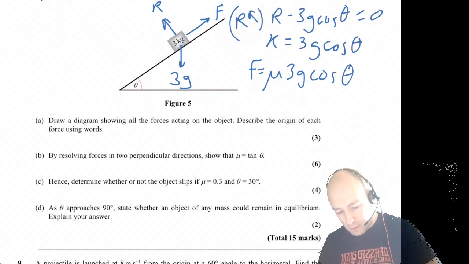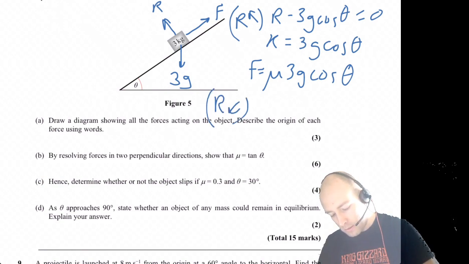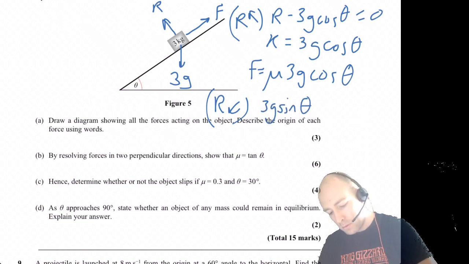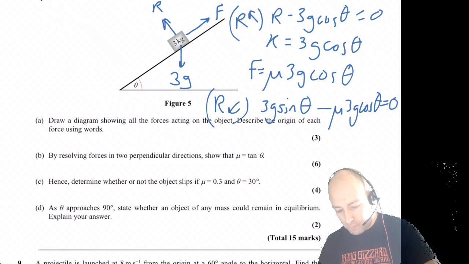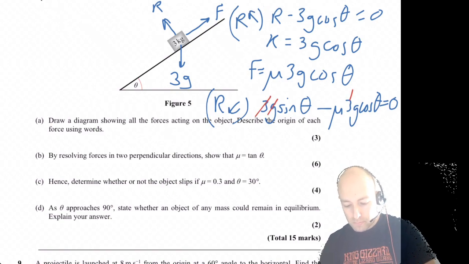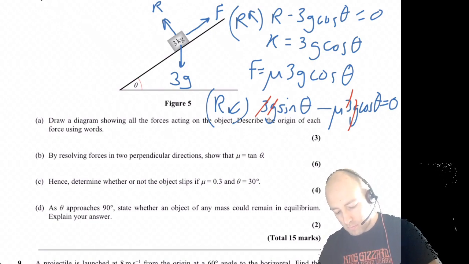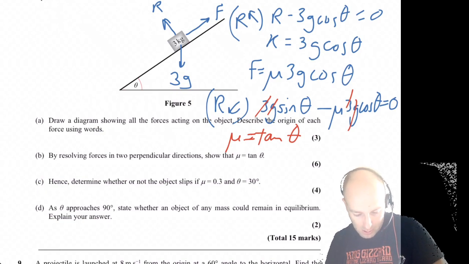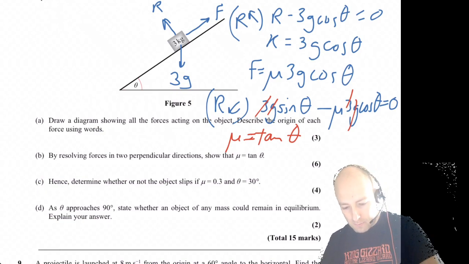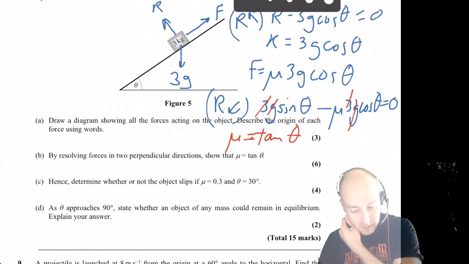Now if we resolve down the slope, we're going to get 3G sine theta minus mu 3G cos theta equals 0. So I can divide everything by 3G, and we're going to get mu equals tan theta. Cool, there we go. That was a nice 6 marks, wasn't it? Okay, determine whether or not the object slips if mu is 0.3 and theta is 30.